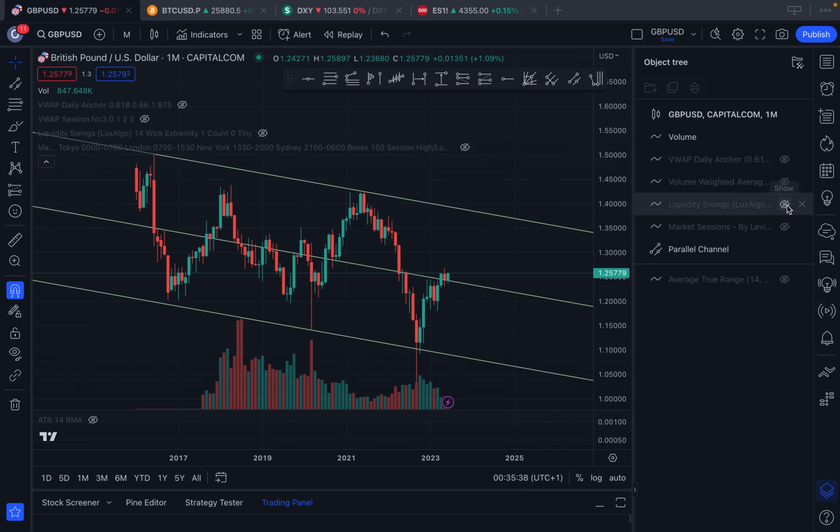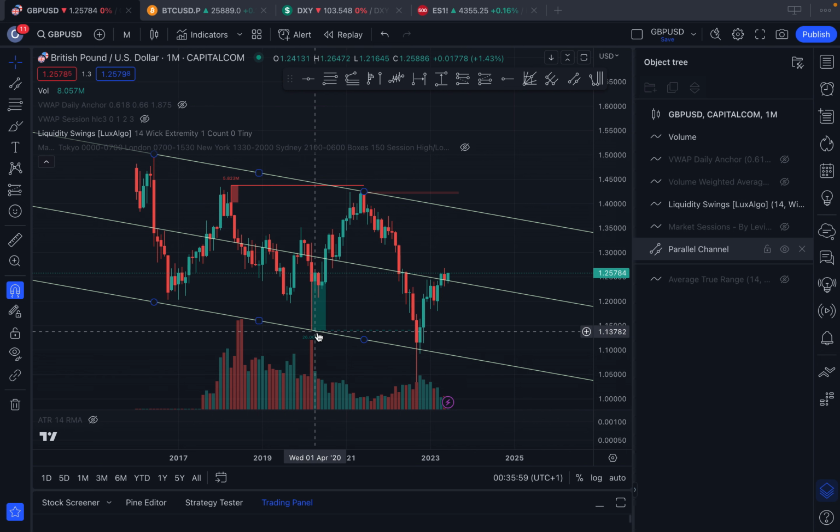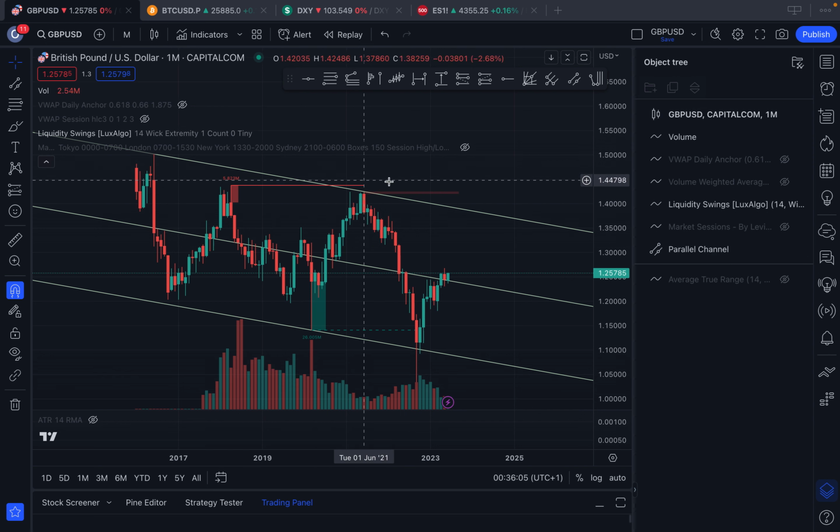So let's see if there's anything in the liquidity indicator. I really like this indicator, Liquidity Swings by LuxAlgo. You can't trade purely based on that, but it helps you understand whether you've got something right. For example here, we know we've got it right because it's told you there's plenty of liquidity here and plenty over here as well, which was sort of guessed. Okay, so that's one parallel channel.